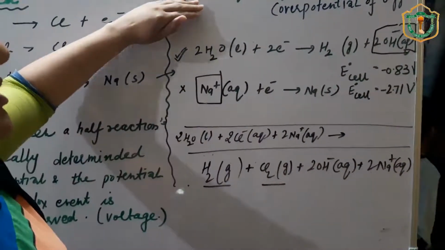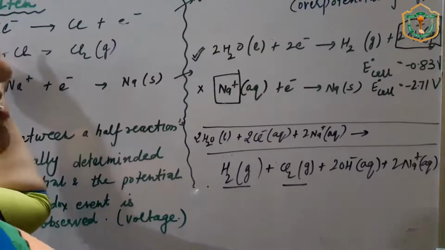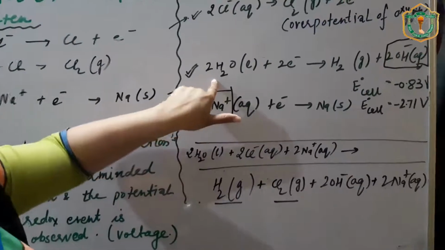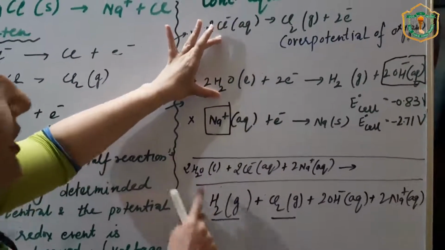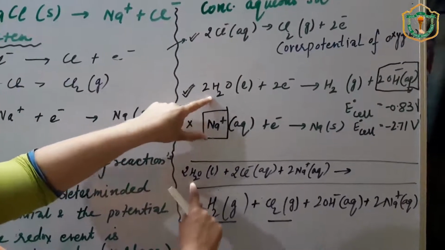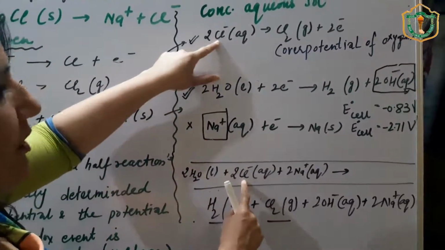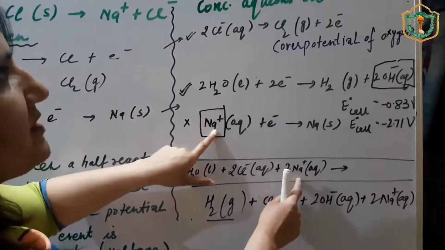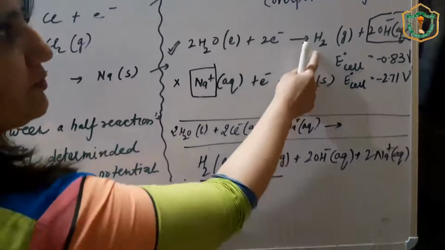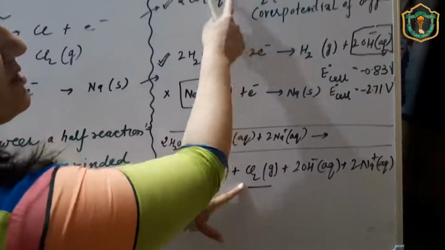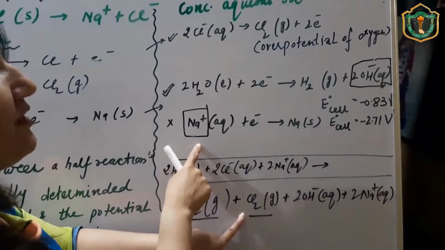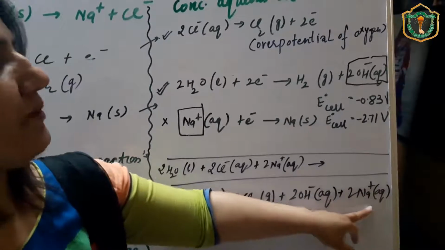So if we combine both equations, this one is happening at the anode, which means the oxidation reaction, and this is happening at the cathode, so this is your reduction. When we combine them, we get the net equation: 2H2O from the cathode reduction reaction, 2 Cl negative from the anode reaction, plus 2 Na positive ions because they are also present in the solution. And what are the products obtained? Hydrogen gas and chlorine gas. At the same time, sodium ions are present as reactant, and on the product side sodium ions are present in aqueous form.